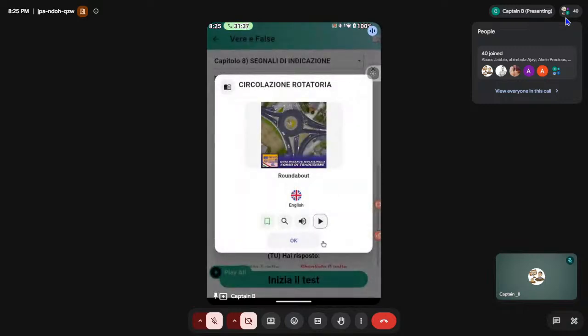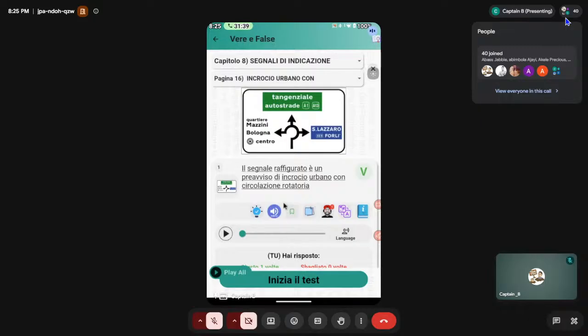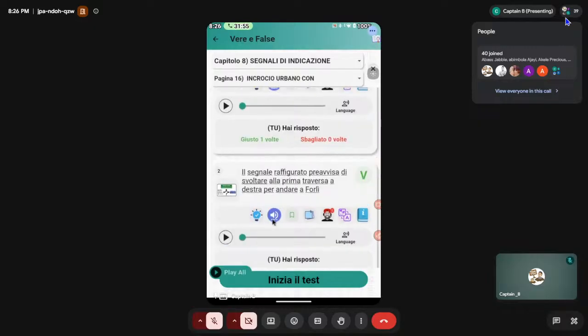See? All right. Yes, it's figurato, è un preavviso. This picture is announcing a junction, a city junction with circulation of roundabout. You can see there's a roundabout here, right? And the answer is what? È vero. Number 2. Il segnale raffigurato preavvisa di svoltare alla prima traversa a destra per andare a Forlì.